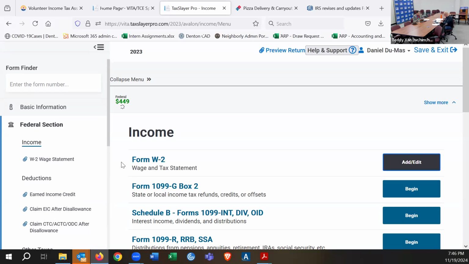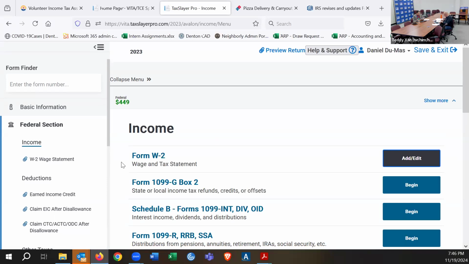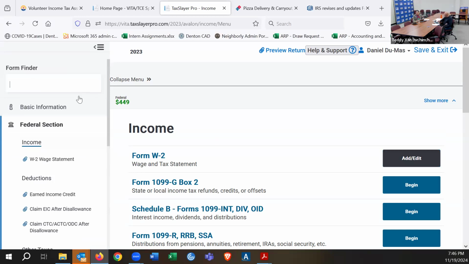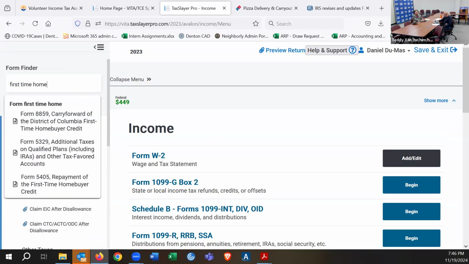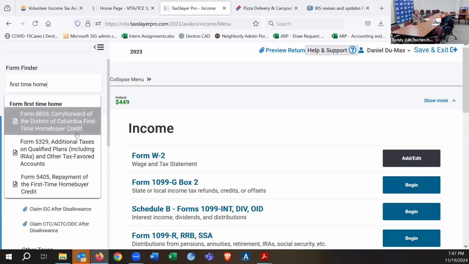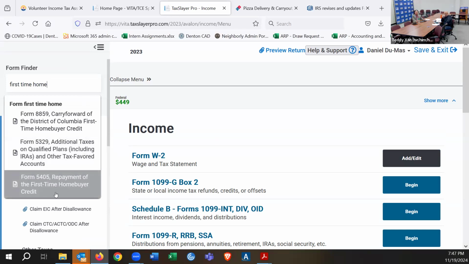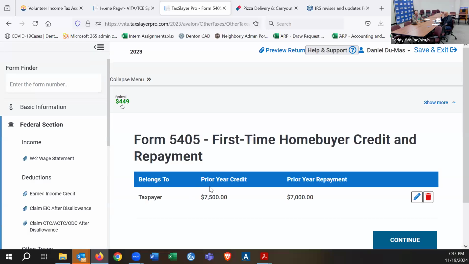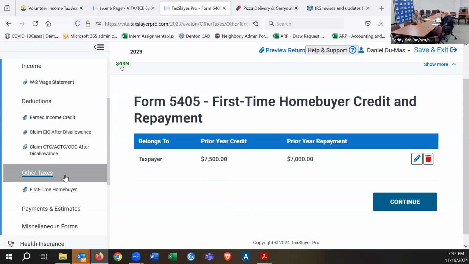We need to address, why don't we skip the prior year disallowance for the time being? Let's talk about their first-time homebuyer's credit. How do you address that? Well, enter into the form finder, first-time homebuyer, first-time home. Repayment of the first-time homebuyer credit. That'll pop up. It is under the additional taxes section, or the other taxes section is how they describe that.